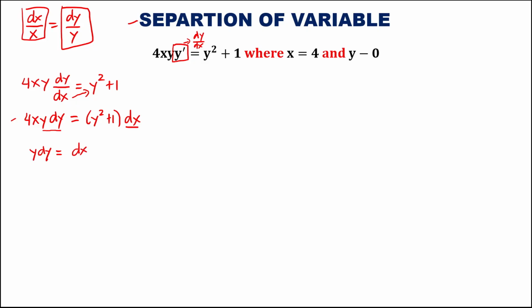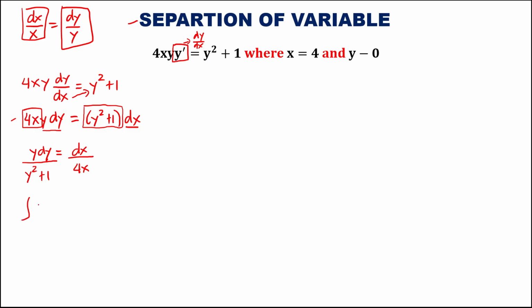Now take note that dy and dx must be in the numerator. So for this 4x, this must be the denominator of dx. Then this y squared plus 1, this is now the denominator for dy. So this is now the separation of variables. So separate all y and separate all x. Then we need to integrate both sides.